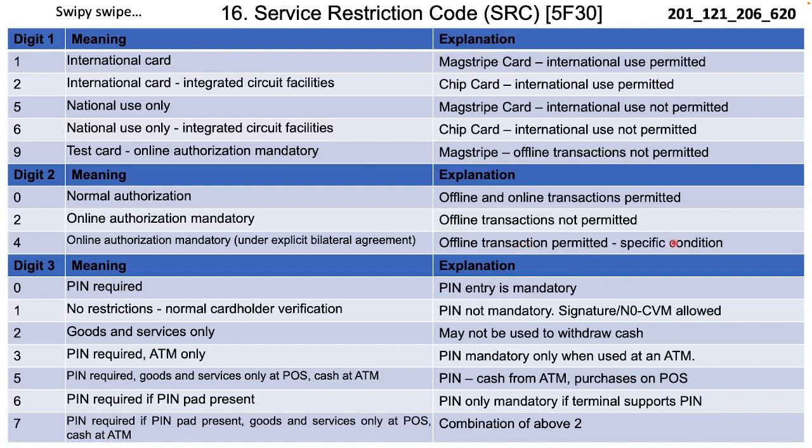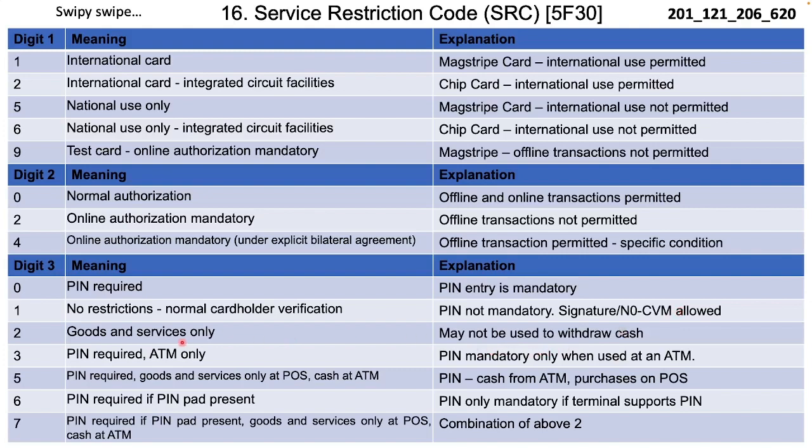So, within a geographical region or zone, there could be specific conditions prevalent that would require the use of this value for digit 2. Digit 3, you have values of 0, 1, 2, 3, 5, 6, 7, and these mean, if the last digit is 0, you have to enter a PIN, it's mandatory. A value of 1 says it's not mandatory, we could allow other methods of verifying the cardholder.